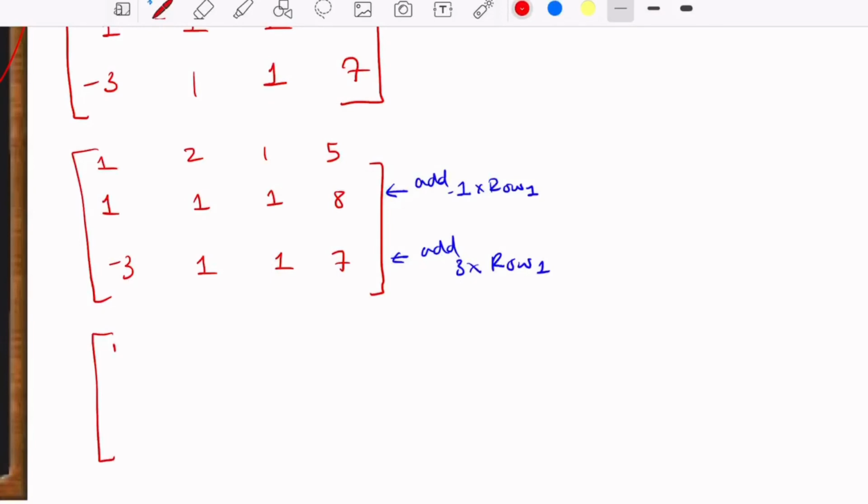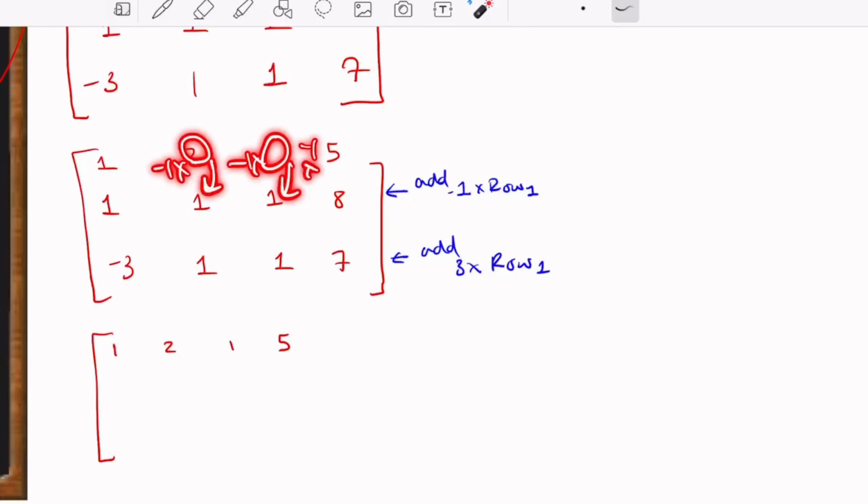Nothing will change on the first one, so I might as well write it over again. This one will become negative 1, so I'm doing negative 1 times that, and then adding it to that. That will give me 0. Negative 1 times this, and then add it to that. Negative 1 times this, and then add it to that. That's what I'm doing. And it's similar for that guy right there.